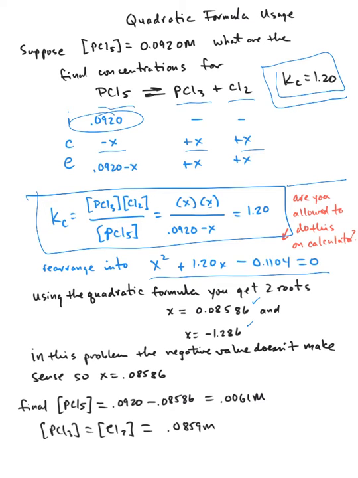The negative 1.2 doesn't make any sense in this problem, because that would imply you have negative values of concentration, and that doesn't make any sense. So only the realistic one, I'll write that here, it's the realistic root. Only one of them will be realistic. If I plug that in, I get a final concentration of PCl5 of 0.0061, and the product molecules are 0.0859. You can always double check this by plugging these into the K expression to see if you get the number that you were given at the beginning.